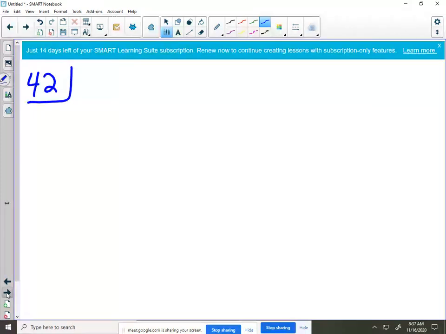6 to the second times 3 to the second. Can we just add exponents here, Gavin? No. Why not, Gavin? Because the base is not the same, therefore we can't do it. We could do 36 times 9 and get that big number.